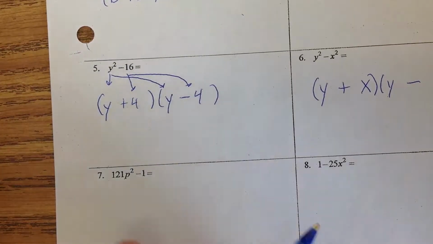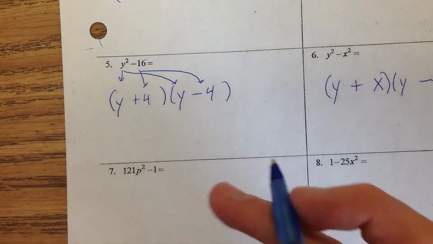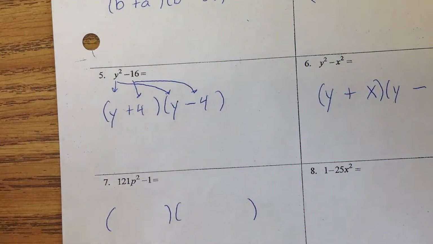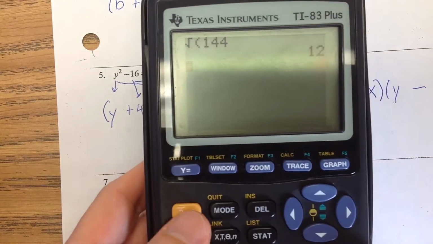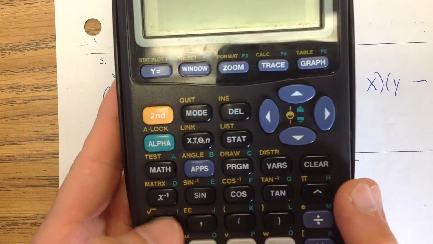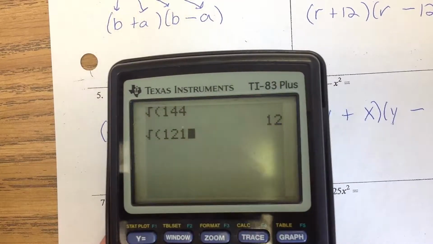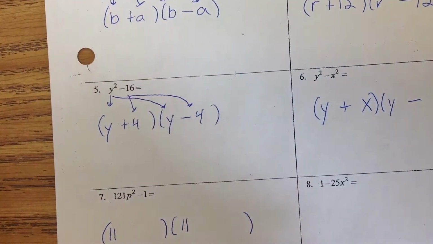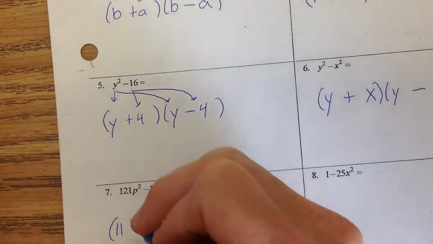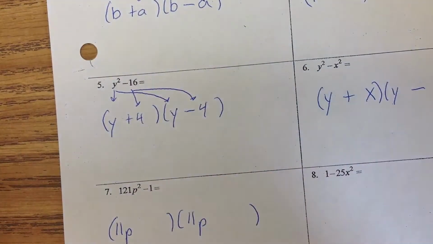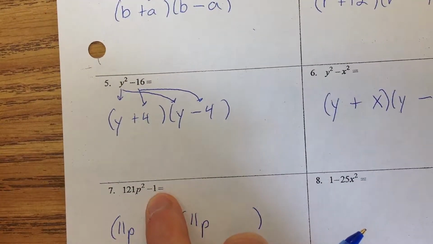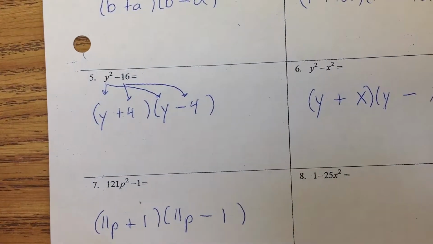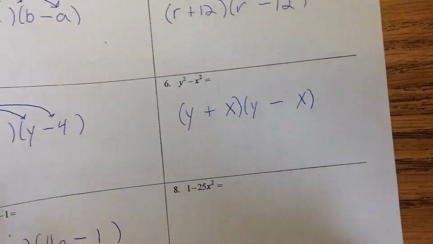Now, number 7 looks a little different, but we just break it down. First we say, what's the perfect square of 121? Which again you can always just do on here, second x squared, which brings up the radical sign. 121 is 11. So that's 11 and 11, but we also have to worry about this p squared, so that's 11p and 11p. And then the perfect square of 1 is just plus 1, minus 1.